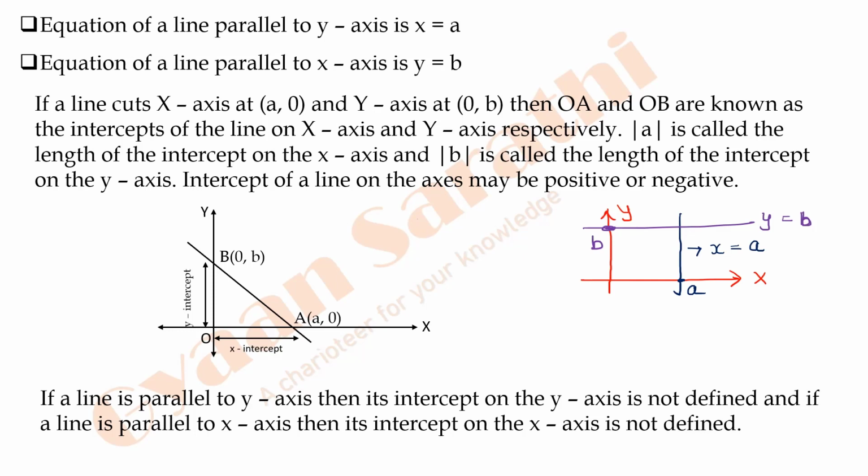Pretty obvious, as you can see here in this one, this line x equal to a is not making any intercept on the y-axis, hence there is no intercept on the y-axis defined, and this line y is equal to b is not making any intercept on the x-axis, so the intercept on the x-axis is not defined. I hope you understood.